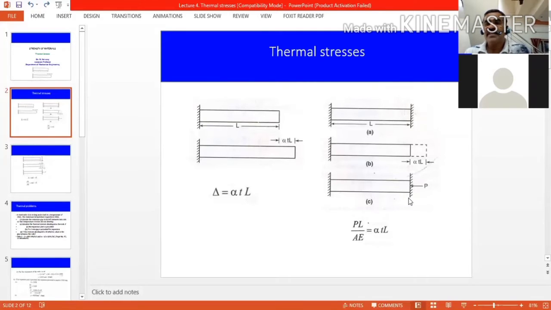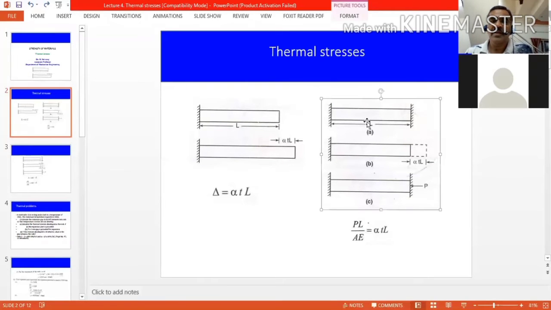So already we have an equation for a member subjected to load: what will be the change in length? Here we can also calculate the change in length due to temperature. By equating these two, when it is not allowed to expand, we can calculate the amount of expansion, right?